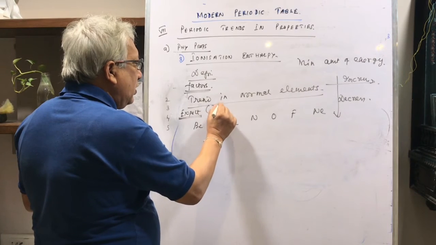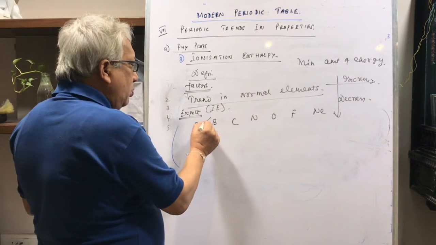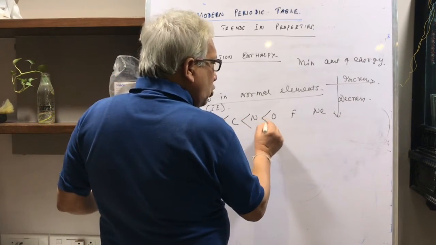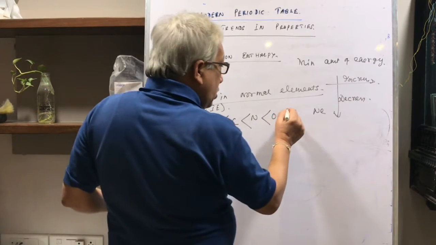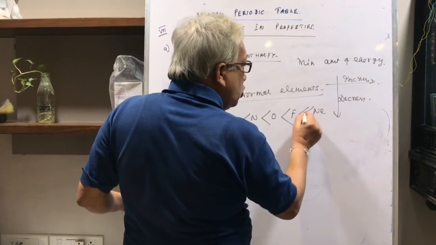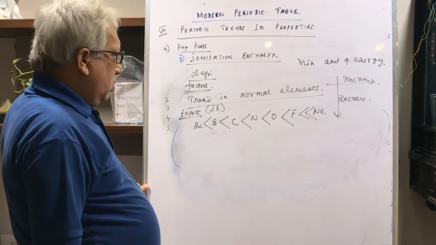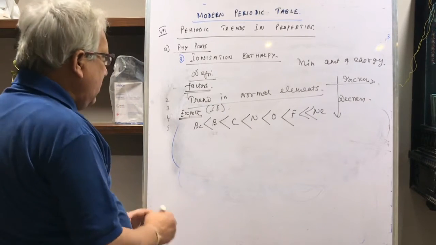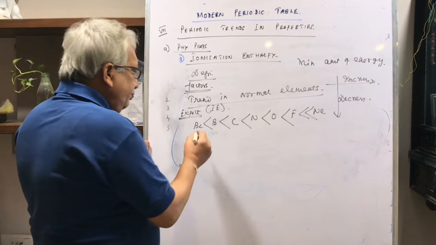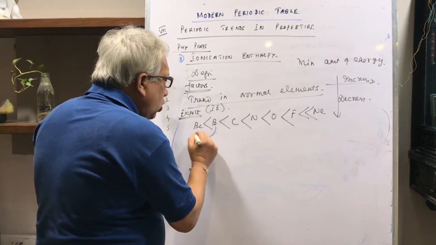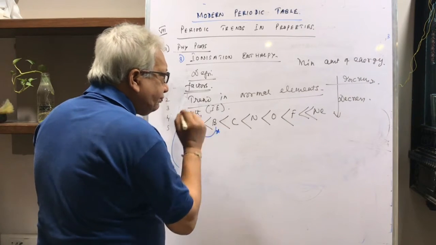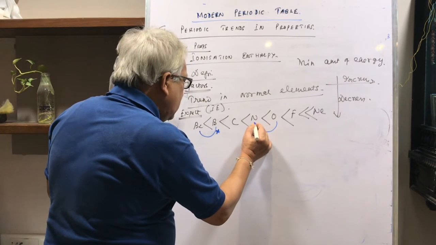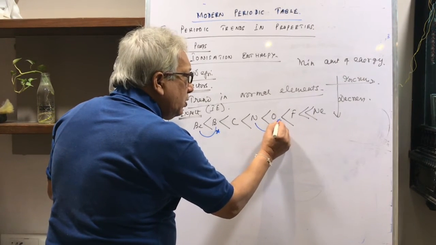With respect to ionization enthalpy, it will go from beryllium to boron, it will become more, boron to carbon more, carbon to nitrogen more, nitrogen to oxygen more, oxygen to fluorine more, and fluorine to neon much more, because neon has inert gas configuration. This is how we expect, but in reality it is not like that. In reality we find that beryllium has higher ionization enthalpy than boron, and nitrogen has higher ionization enthalpy than oxygen. So these are the two exceptions.